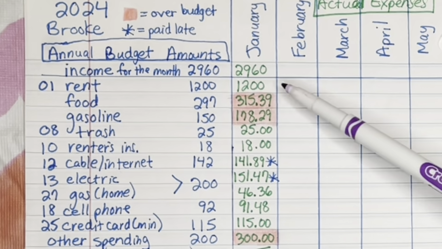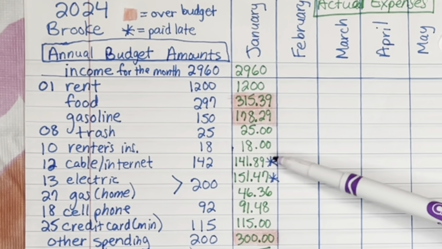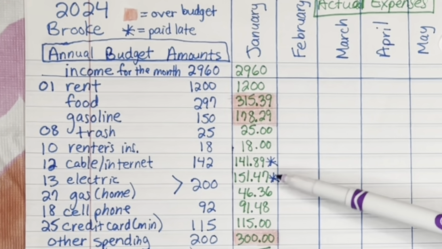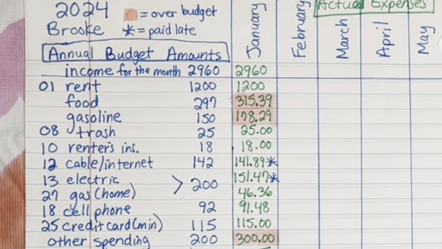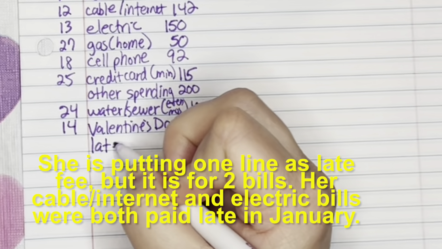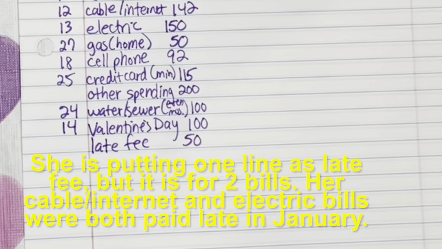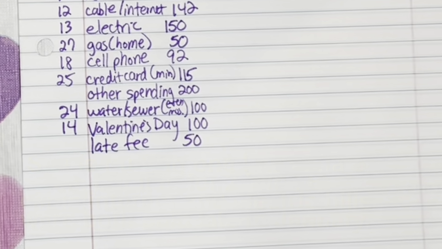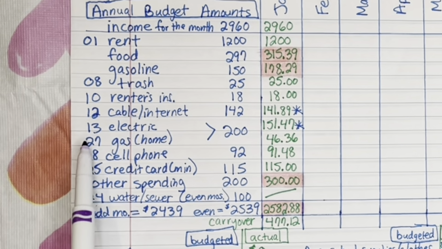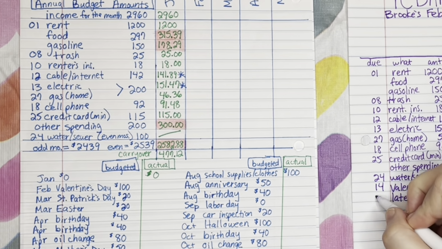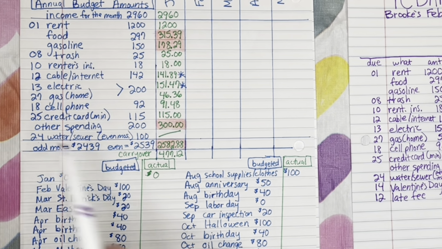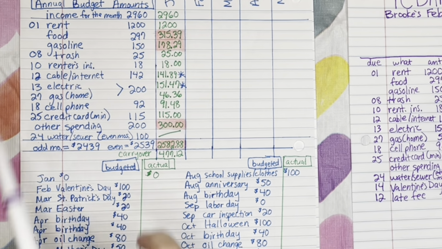And then if we look back to her January actual expenses, she paid her cable internet bill late and her electric bill late. So she wants to budget in a late fee. She's going to put $50 for the late fee. Those bills are due on the 12th and the 13th, so she's going to put the 12th because she'll need the late fee at her earliest bill date on the cable internet one.